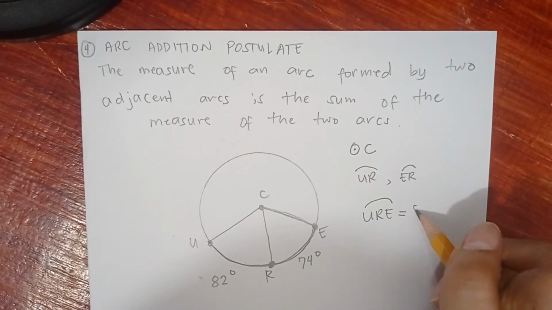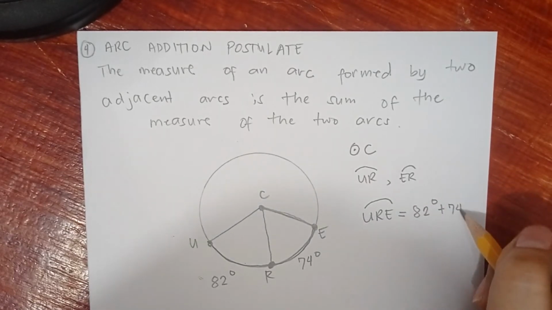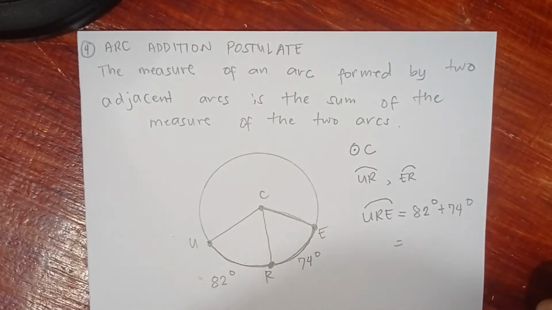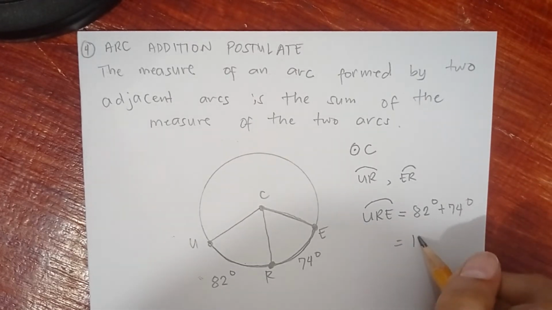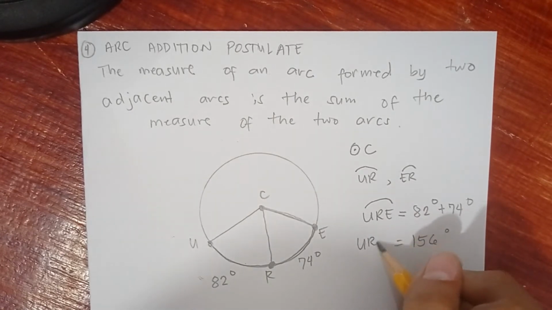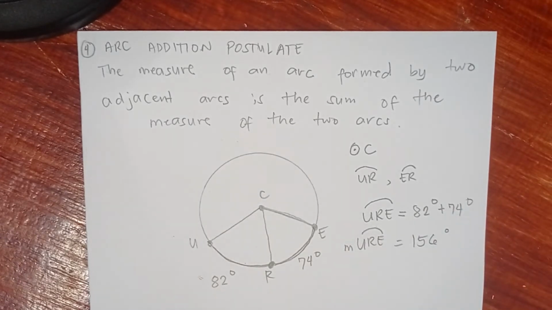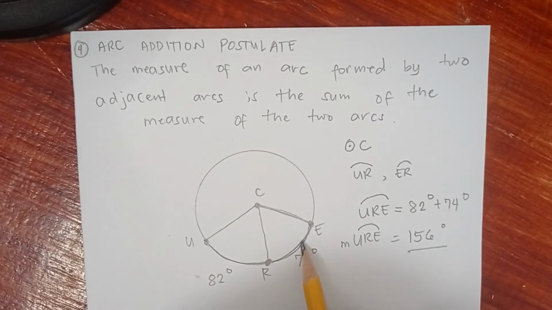Therefore, ang gagawin mo lang is to add the measurements. So, 82 degrees plus 74 degrees, that will be equal to 156 degrees. So, that is the measure of arc QRE, 156 degrees. So, pinag-add mo lang. Okay?